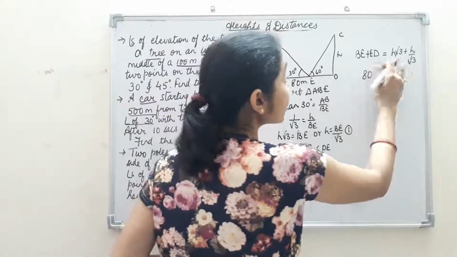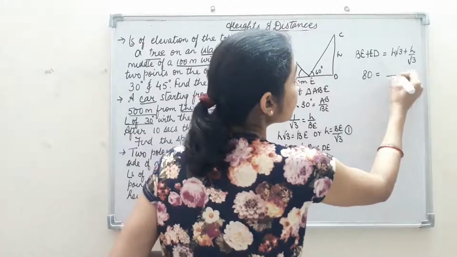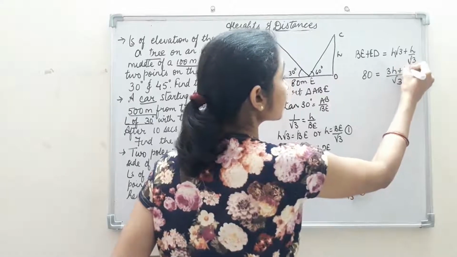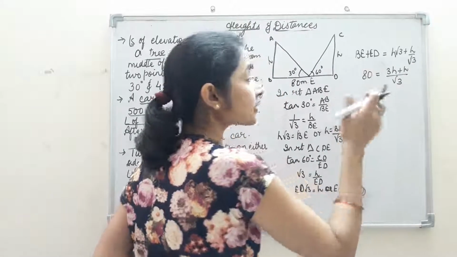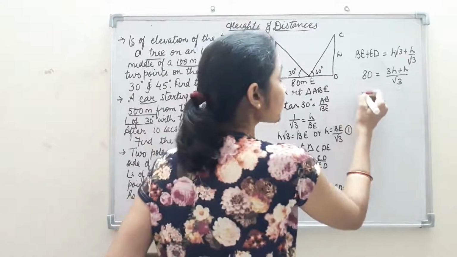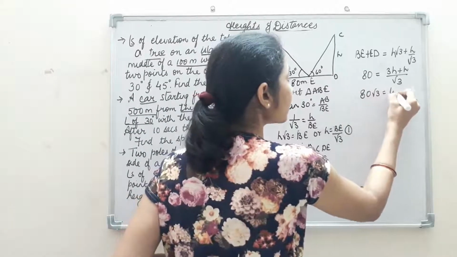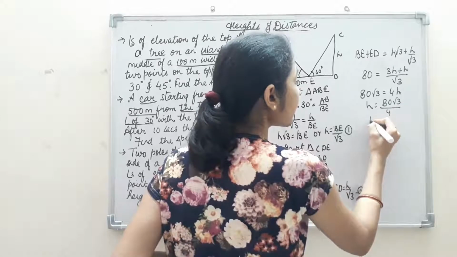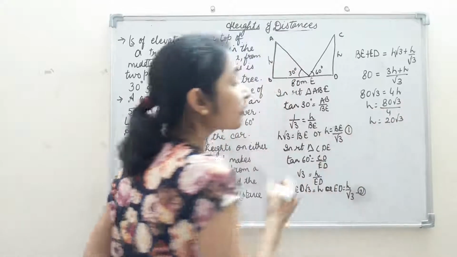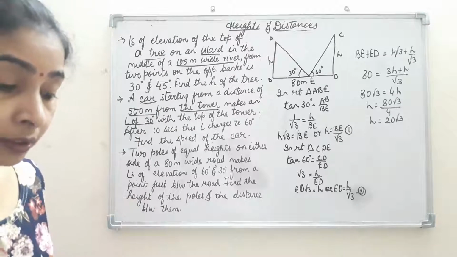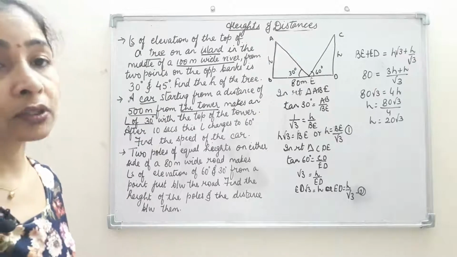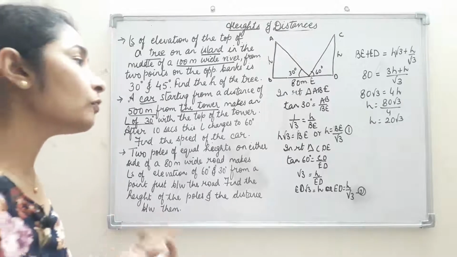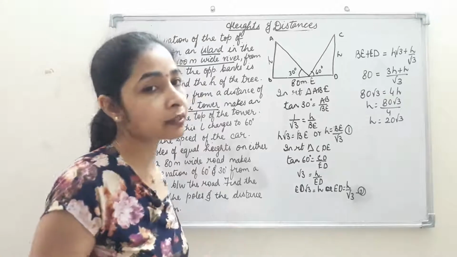Now simplifying it, root 3 is the LCM, and it changes into 3H plus H. Now 3H plus H gives me 4H, and the root 3 cross multiplies, so I get 80 root 3 is equal to 4H. So H is equal to 80 root 3 upon 4, and H is equal to 20 root 3. If we are given the value of root 3, we can multiply it and find the value of H in decimals. Though we can memorize it, it is 1.732, so you can multiply it and find it out.